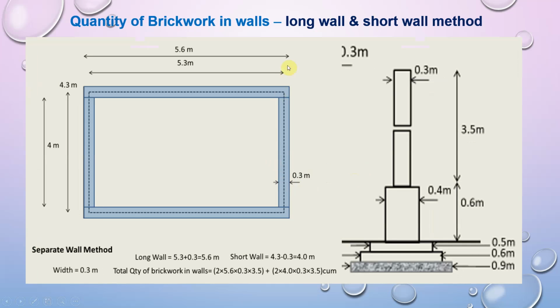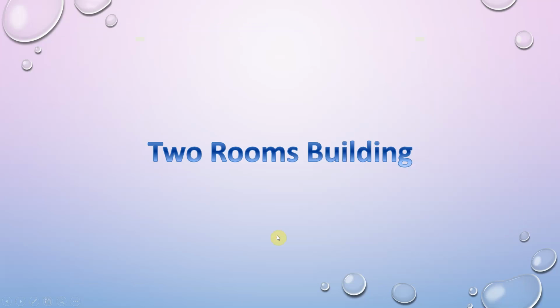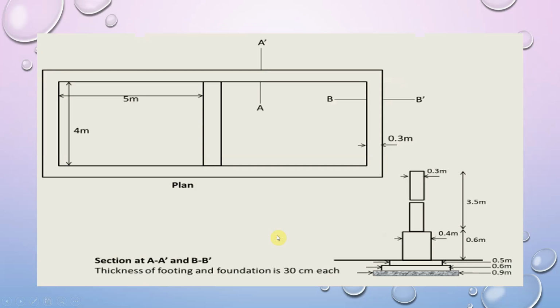Similar is the principle for the second method, the long wall and short wall method. Again, long walls are horizontal walls, and vertical walls in between them are short walls. Adding the lengths of all long walls and short walls together and then multiplying by the width and height of the walls, you will get the total quantity of walls in cubic meter. The same principle is applicable for a two-roomed building.